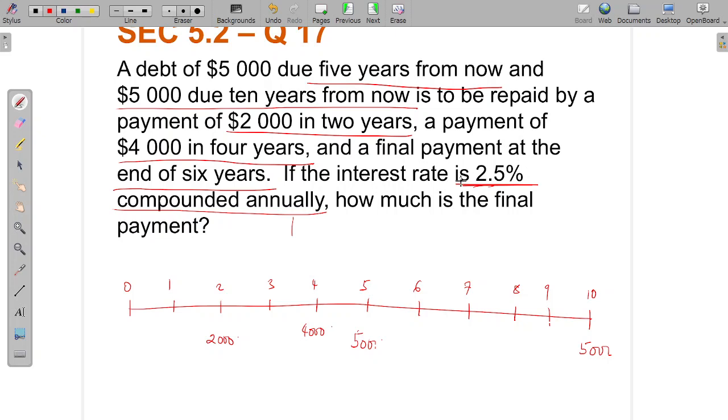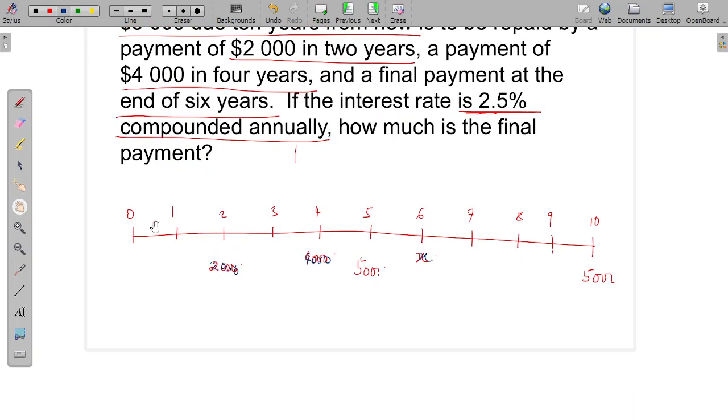And then a final one at the end of 6 years. This is also payment. If you like, you can write this payment in blue, and the debt in red. But make sure that you distinguish between the payment and the debt, or you take note of the payment and the debt.